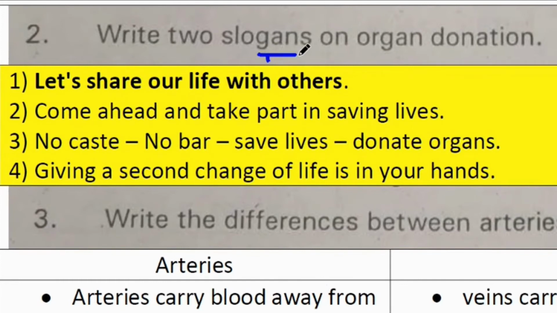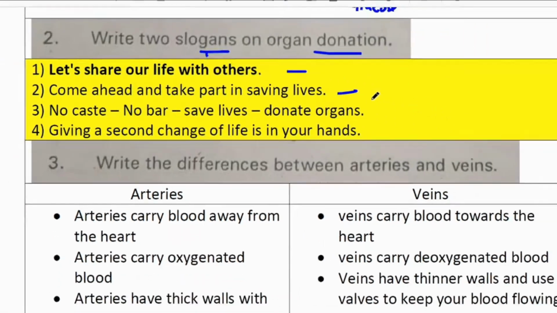Write two slogans on organ donation. Let's share our life with others. Come ahead and take part in saving lives. These two are slogans for organ donation.